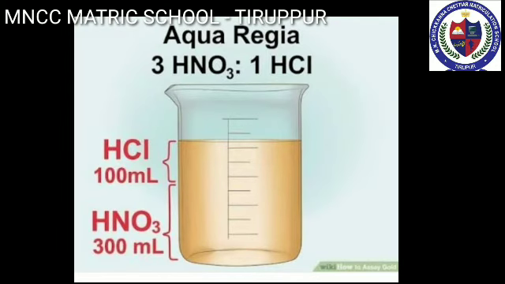Next, let's learn about aqua regia. Already we know that metals like gold and silver do not react with either hydrochloric or nitric acid, but a mixture of these two acids can dissolve gold. This mixture is called aqua regia.